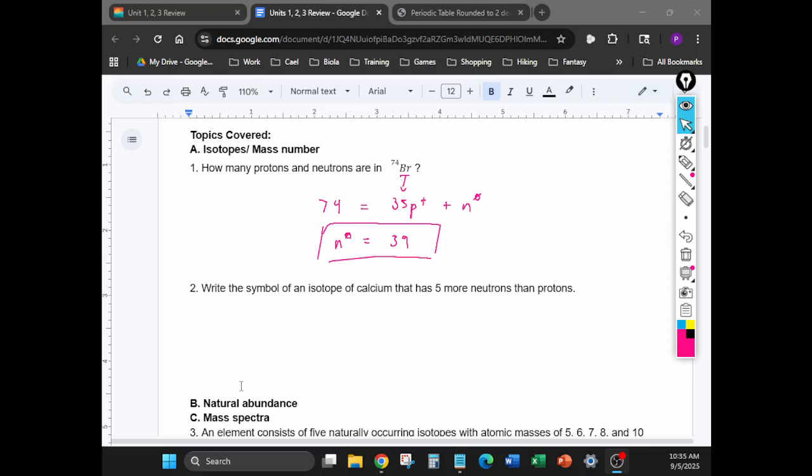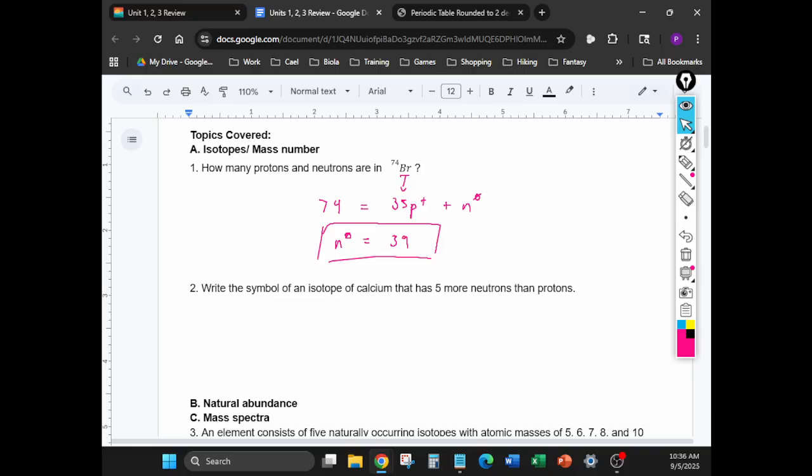All right, guys. For number one, pretty simple. We've got bromine. If you look at Br on the periodic table, you'll see that it has 35 protons. And then you've got the 74 up here. That is the mass number. If you remember, mass number is protons plus neutrons. So you just need to do 74 minus 35, which should give you 39. Any questions on that one? Easy peasy, right? You will have a question like this on your exam.